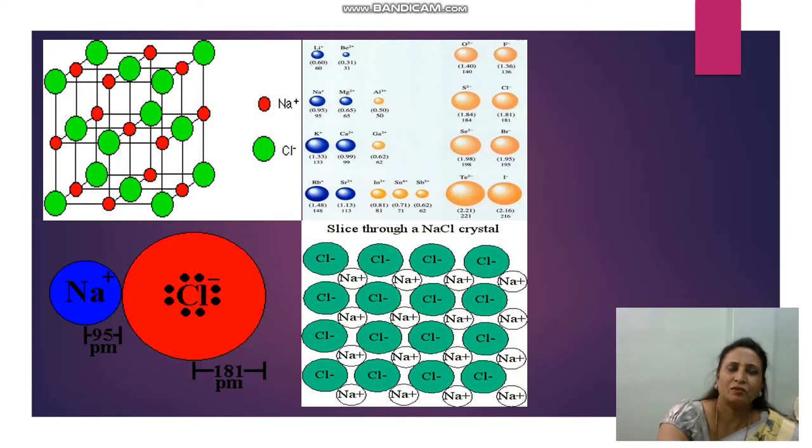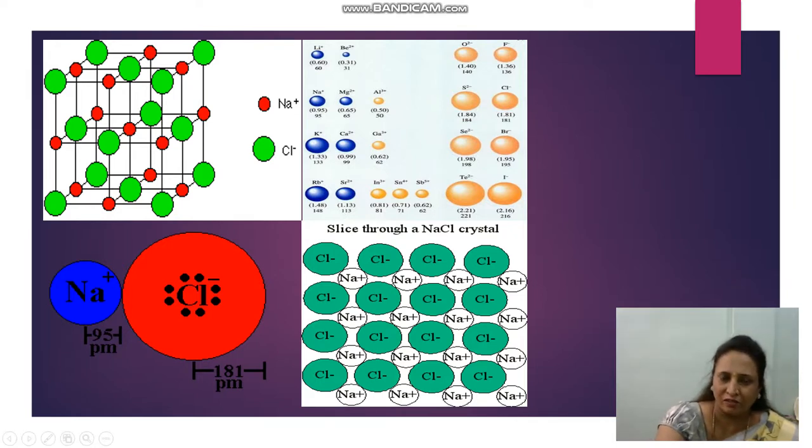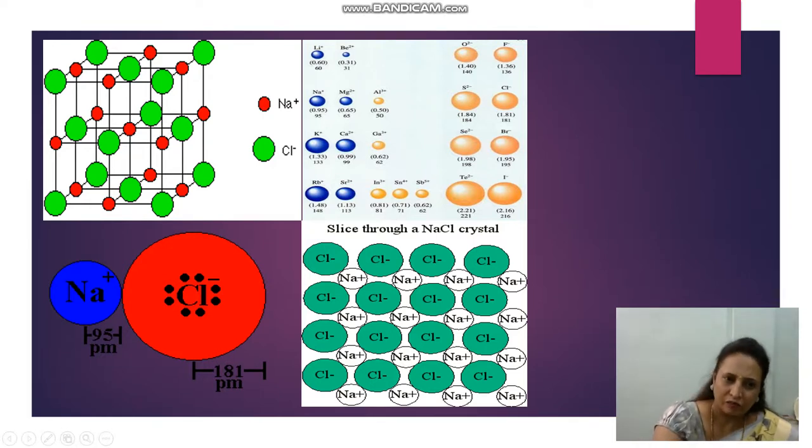Now this diagram gives an idea: the left side shows the crystal structure of NaCl. This crystal structure indicates that the size of Na plus is smaller and Cl minus is greater. The right side gives the idea about the decrease and increase in ionic size. Top to bottom ionic radii increases, left to right ionic radii decreases. The third one, the NaCl diagram, also indicates Na plus is a smaller one and Cl minus, that is the anion, is a bigger one.